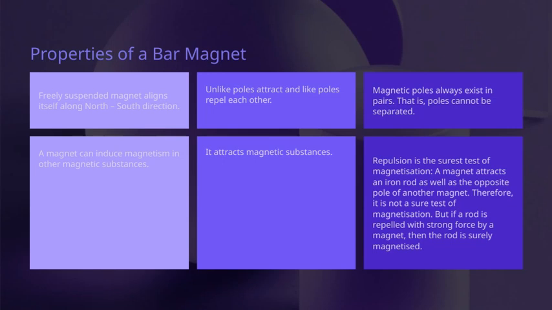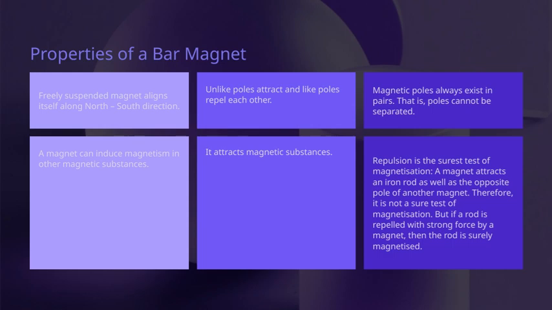Let's talk about the concept of repulsion as a test for magnetization. Now, while a magnet attracts an iron rod or the opposite pole of another magnet, this attraction alone isn't a definitive test for magnetization. Why? Because non-magnetized iron can also be attracted.